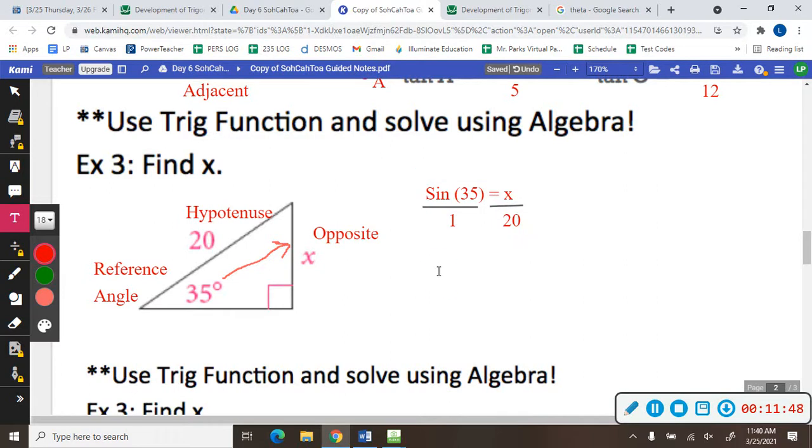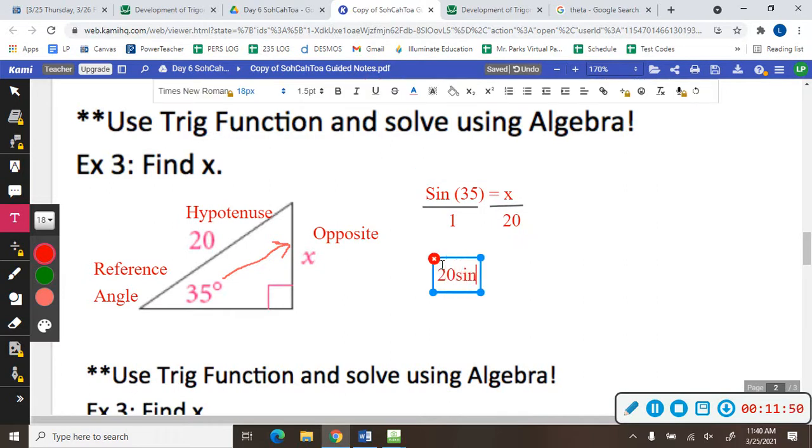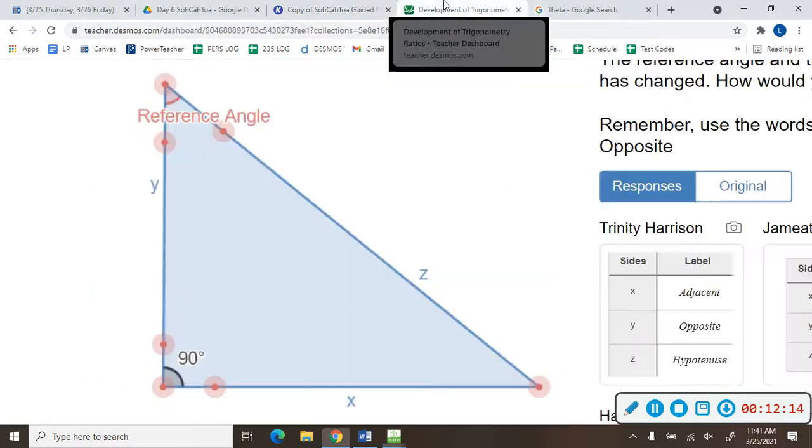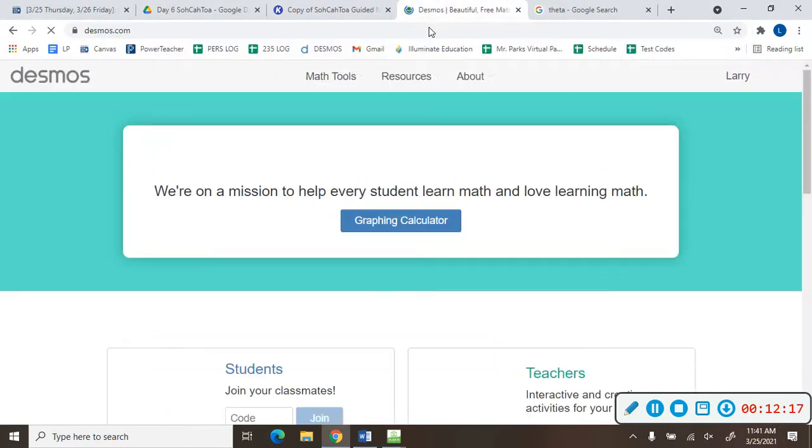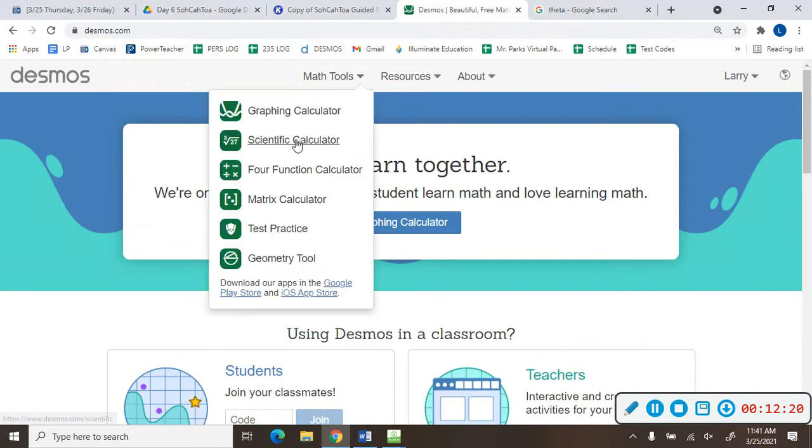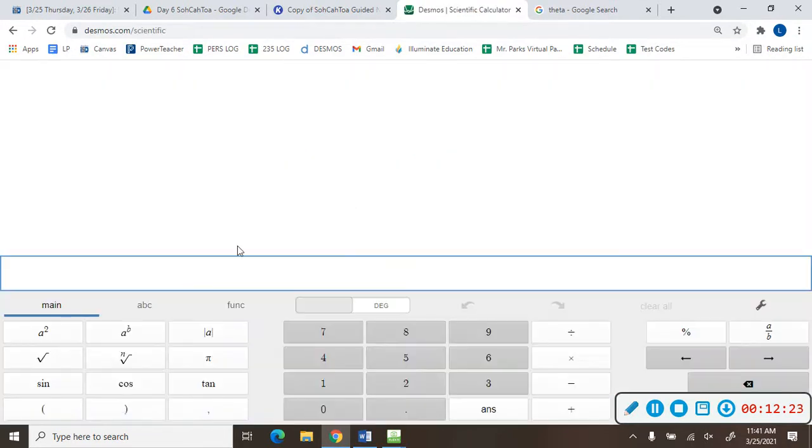So that means that the 20 times sine of 35 is equal to 1 times x, or just x. 1x is x. So all I need to do is type this in my calculator: 20 times sine of 35. Let's see what that is. In order to find x, which is this leg, all I have to do is type 20 times sine of 35. So I'm going to go out to Desmos. And you could go to scientific calculator and just type 20 sine of 35.